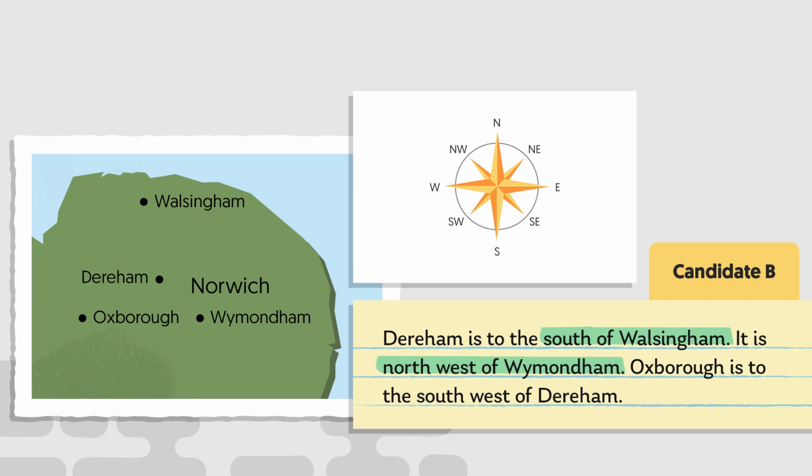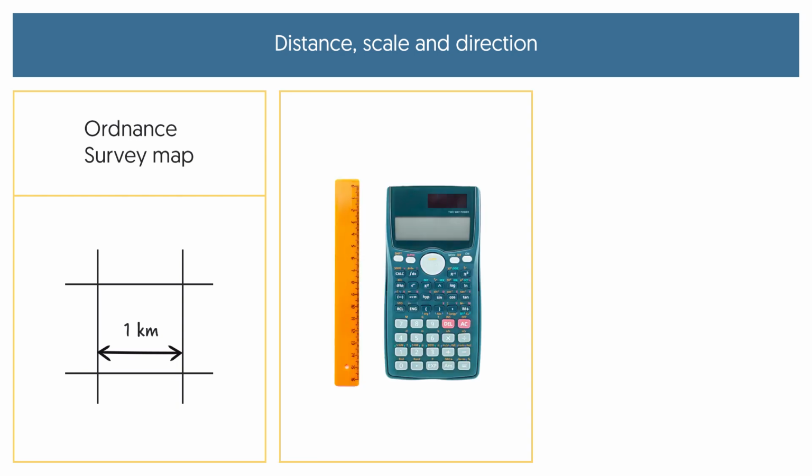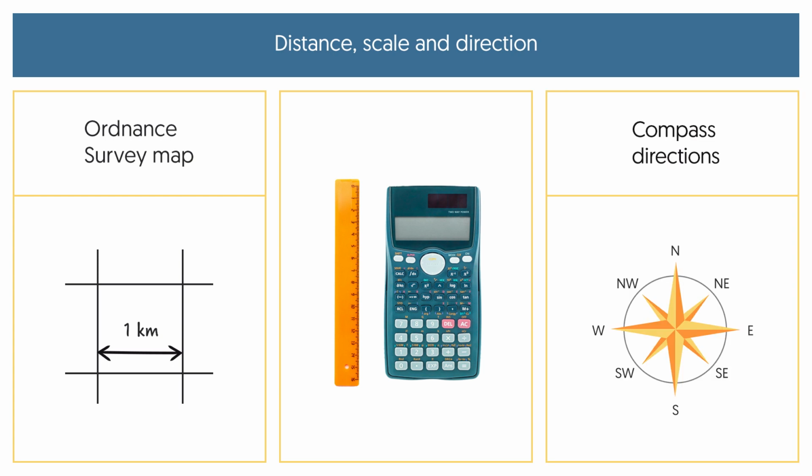Let's leave it there. So, what do you need to remember about distance, scale, and direction? On an Ordnance Survey map, 1 grid square represents 1 kilometre. You'll need to bring a ruler and a calculator to your geography exams. And lastly, when describing the location of places, always use compass directions for accuracy.